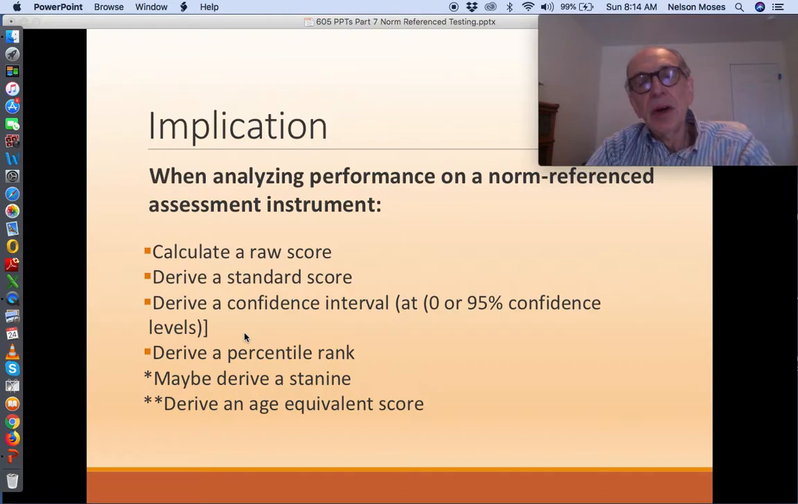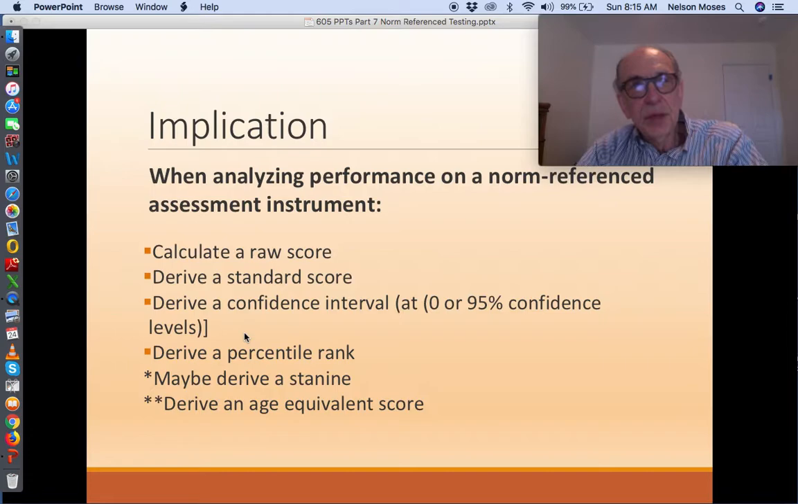Percentile ranks are another norm reference score that can be reported, and that come from these curves. Scores can be sequenced from high to low, and you can report scores in terms of what proportion of individuals who take this assessment scored more poorly than the particular client. So if the client performs at the 97th percentile, that indicates that 97% of everybody taking this test scored more poorly than this particular client.